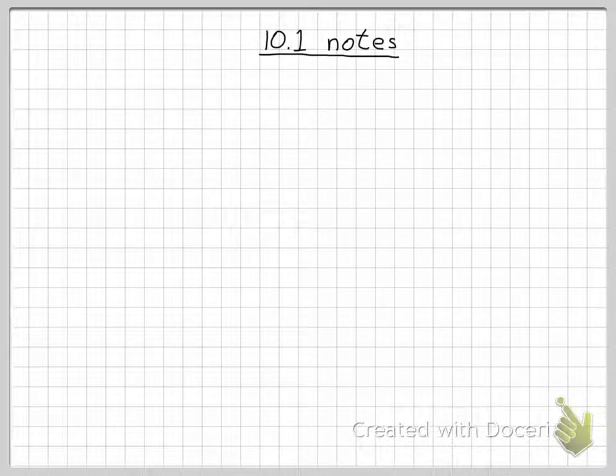Hello and welcome to 10.1 Notes. Today we're going to cover properties of a tangent to a circle. Okay, a tangent to a circle.